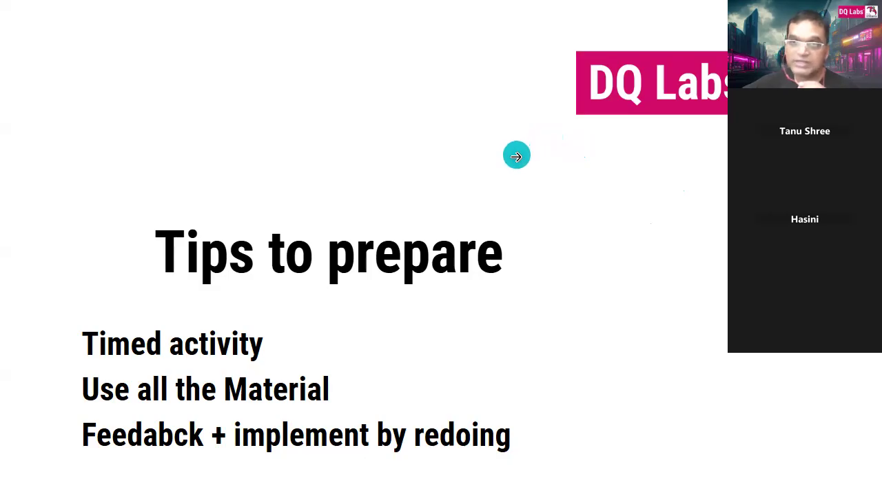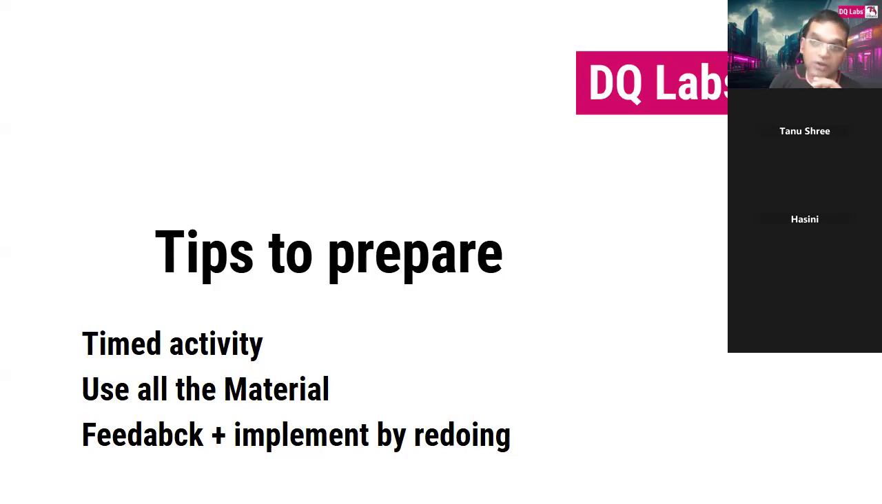There's so much you can actually gain from that. So seek feedback, and most importantly, implement the feedback by redoing the same assignment based on the feedback. Once you do that, you will be thoroughly prepared.